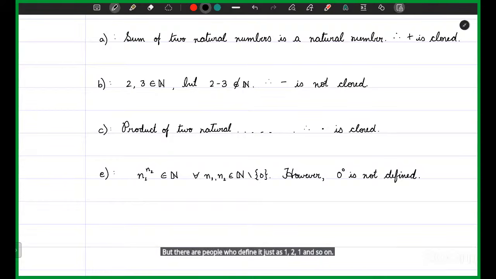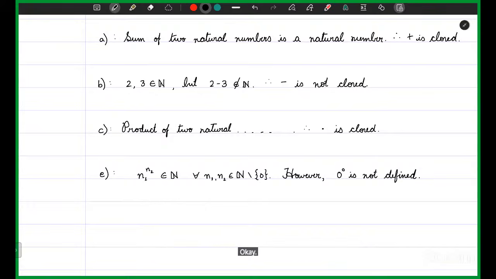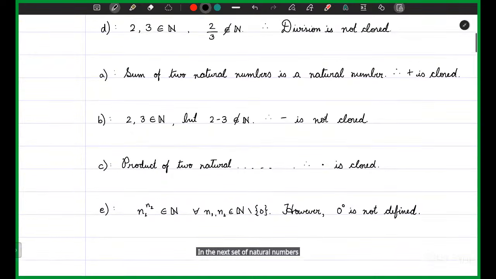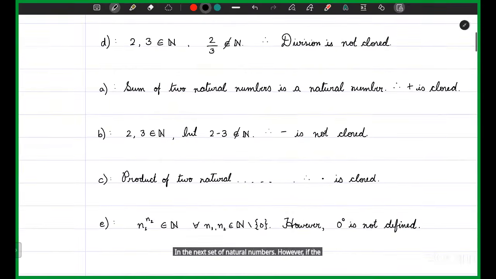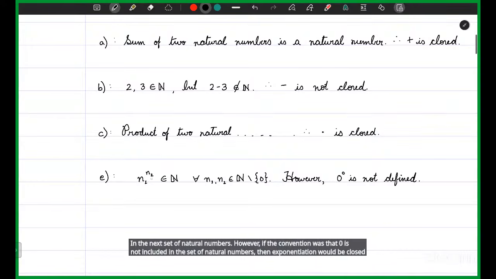So that's just a matter of convention, and there are two schools. I'll just leave it at that for now. More than that is not required. For this course, you just take 0 to be included in the set of natural numbers. However, if the convention was that 0 is not included in the set of natural numbers, then exponentiation would be closed.